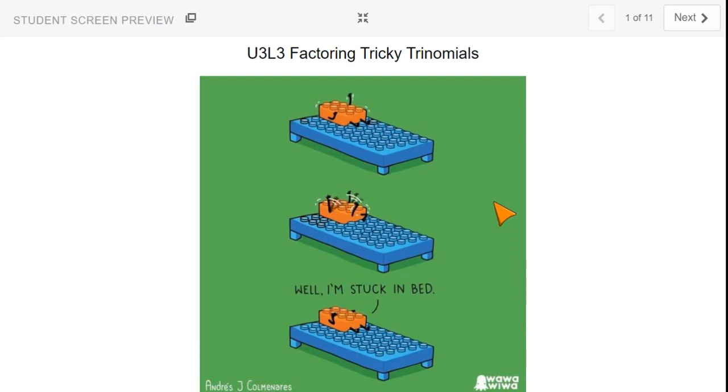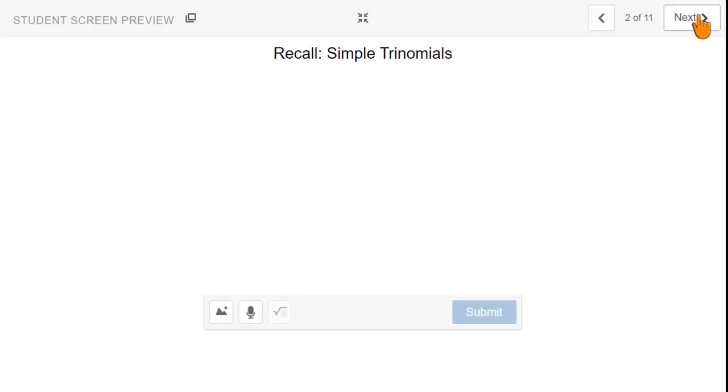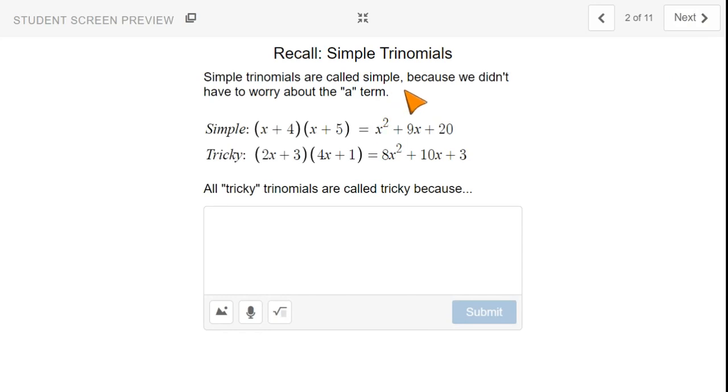Today's lesson is on factoring tricky trinomials. So remember the last lesson, we talked about simple trinomials. This is an example of a simple trinomial, and this is an example of a tricky trinomial. What you'll notice is the main reason why this is called tricky is because our a term is a number other than 1.